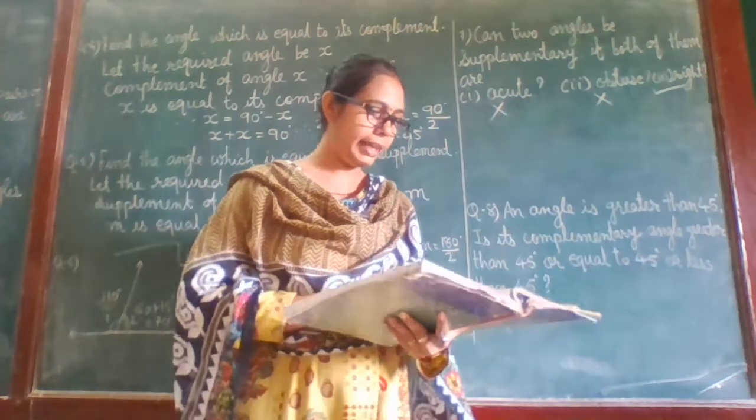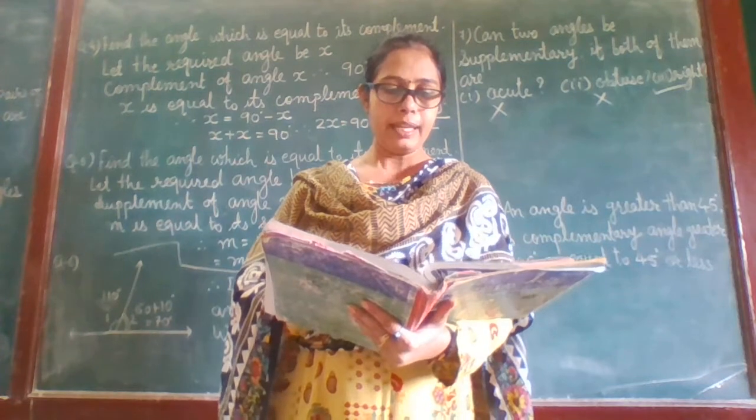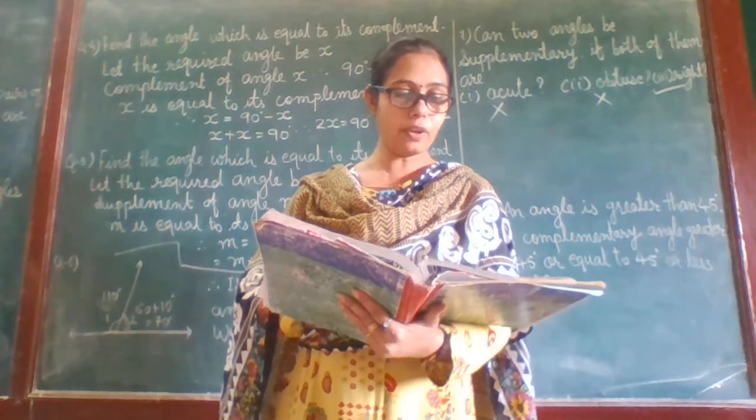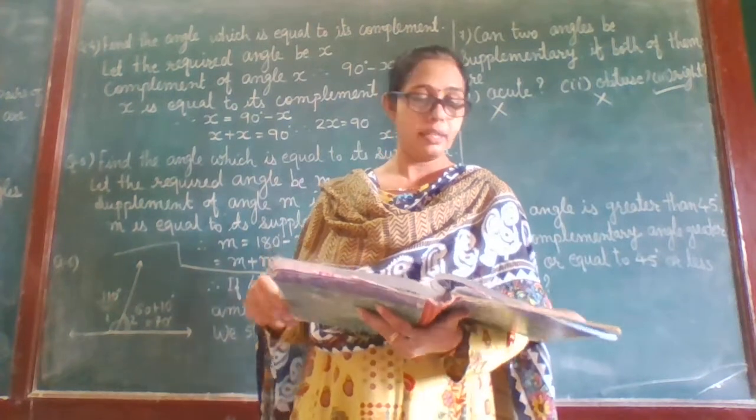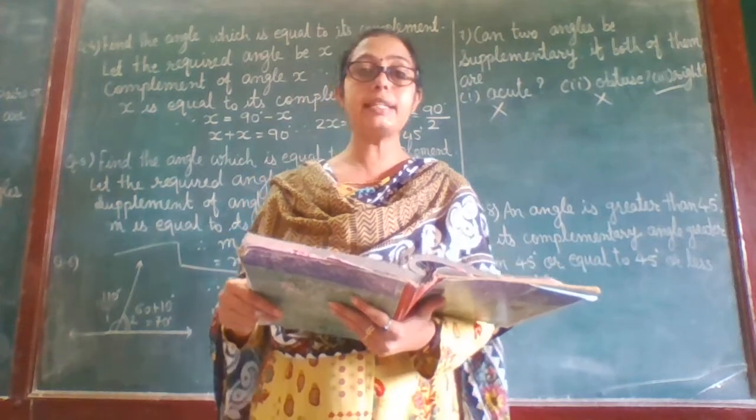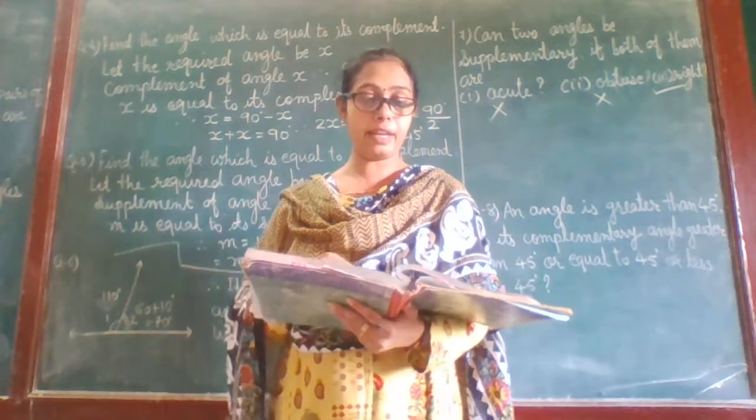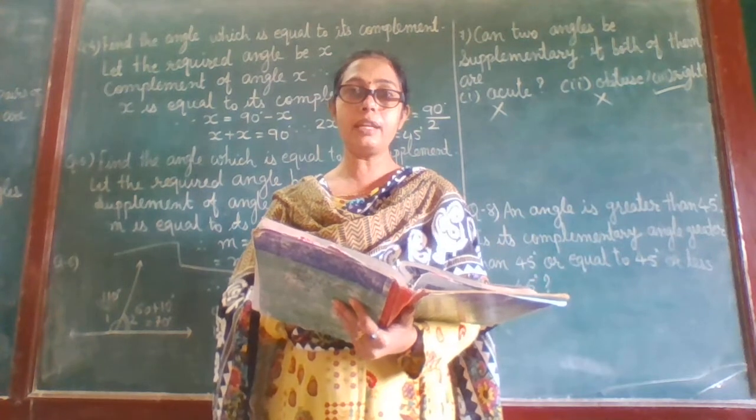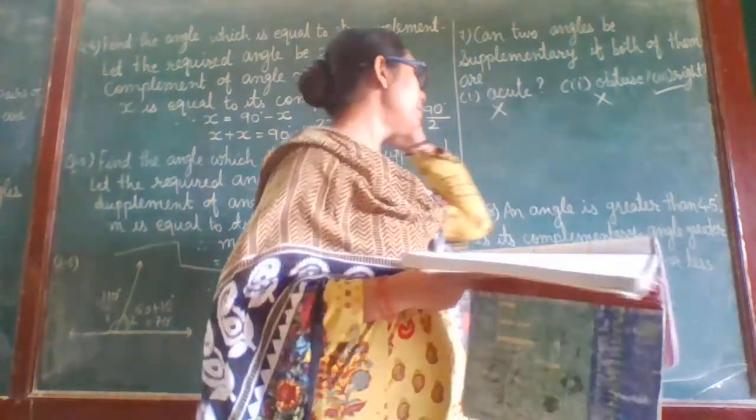Now question number 8. An angle is greater than 45 degree. Is its supplementary angle greater than 45 degree, or equal to 45 degree, or less than 45 degree? One angle is given to us, its exact measure is not given, but it is said that it is greater than 45 degree. So we have to find its complementary angle, and whether that complementary angle is greater than 45 degree, equal to 45 degree, or less than 45 degree.